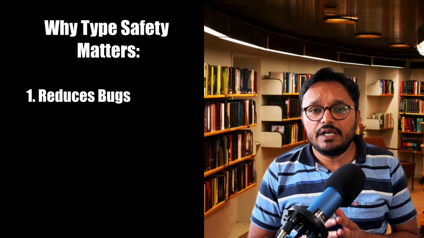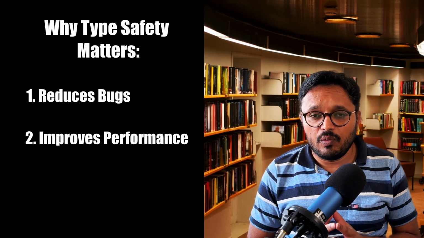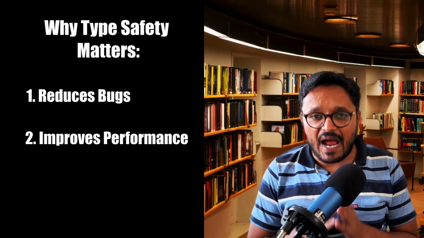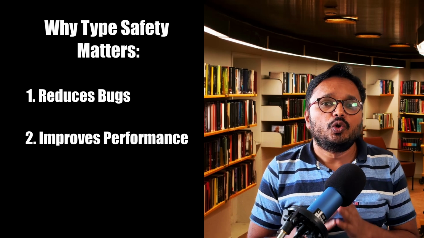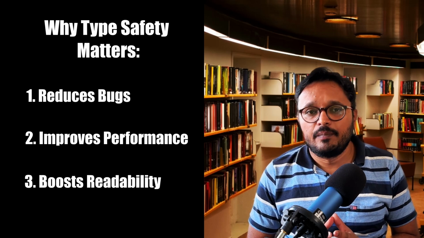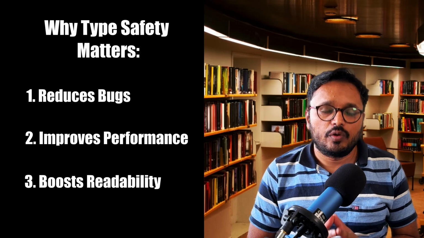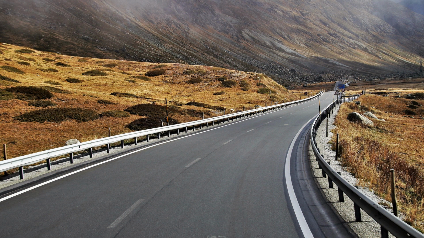Now you might be wondering, why does type safety even matter? Well, first, it reduces bugs by catching errors early. Second, it improves performance. Knowing the type of the variable at compile time can help Dart optimize our code better. And third, it boosts readability. With the types enforced, it's easier to read and understand our code. In a nutshell, Dart type safety is like a guardrail on a highway. It keeps our code safe, predictable, and efficient.